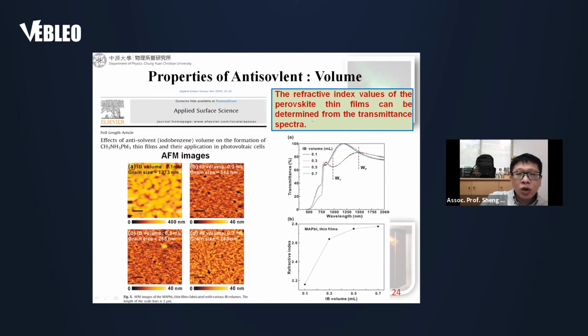Okay, and we also try to study the anti-solvent volume effect. When we increase the anti-solvent volume from 0.1 milliliter to 0.7 milliliter, the surface morphology also changed a lot. We can also use the transmittance spectrum to evaluate the refractive index. You can see here, when we increase the IPA volume, the refractive index increased. It just tells us the film density is also increased.